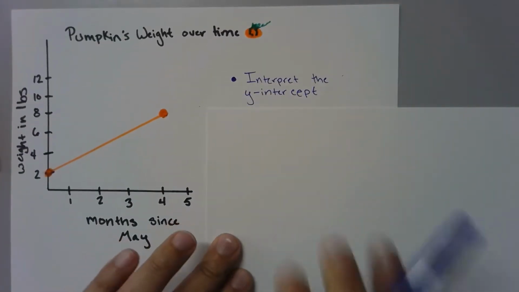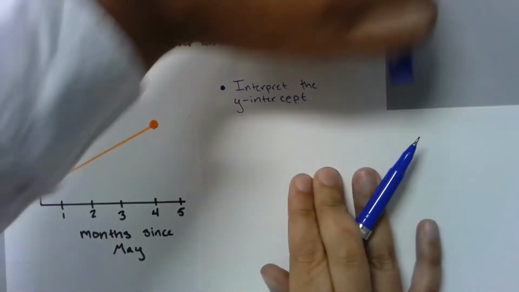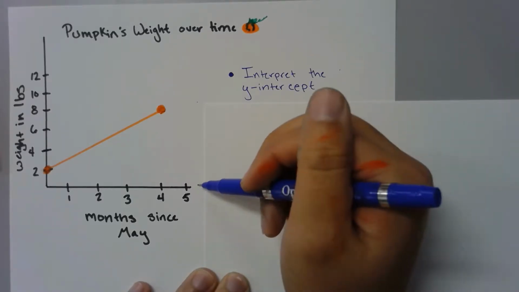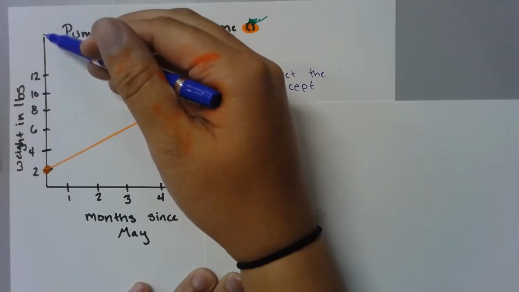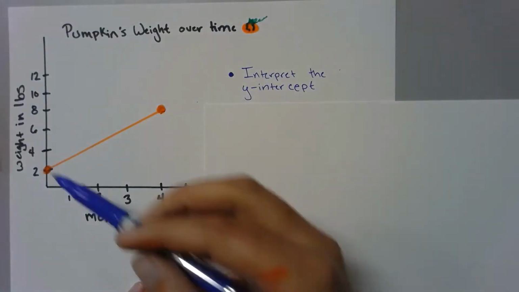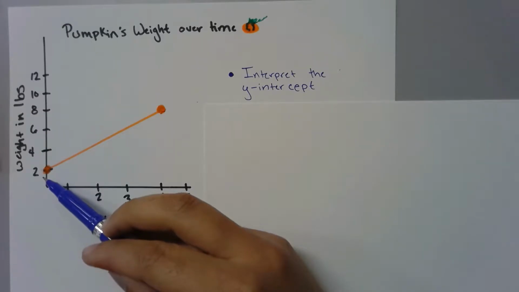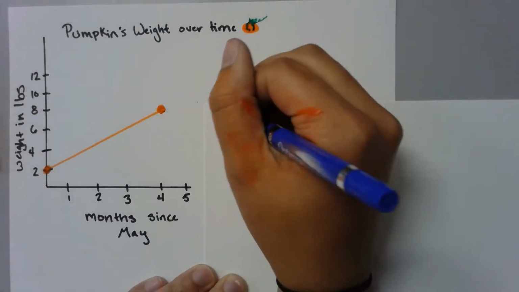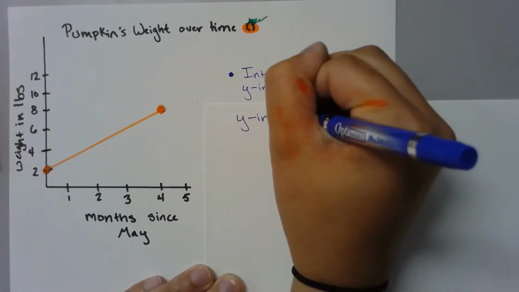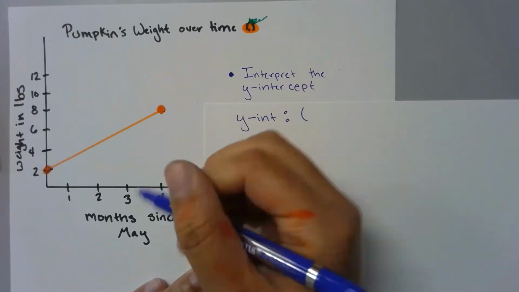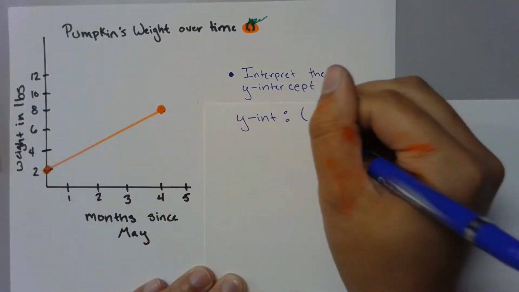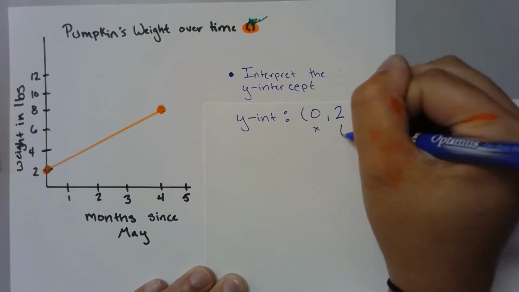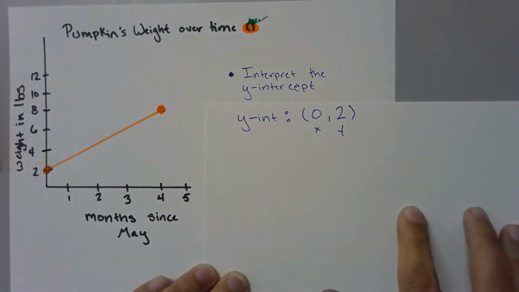So the first problem asks me to interpret my y-intercept. So the first thing I need to do is take a look at this graph and say, where is my y-intercept? This is my x-axis, this is my y-axis, right? Y-intercept means where my y-axis touches my function. That's right here, at 2. So if I'm interpreting my y-intercept, first I need to identify that my y-intercept is this point. This point has an x value of 3, 2, 1, 0, and it has a y value of positive 2. So my y-intercept is the point (0, 2).